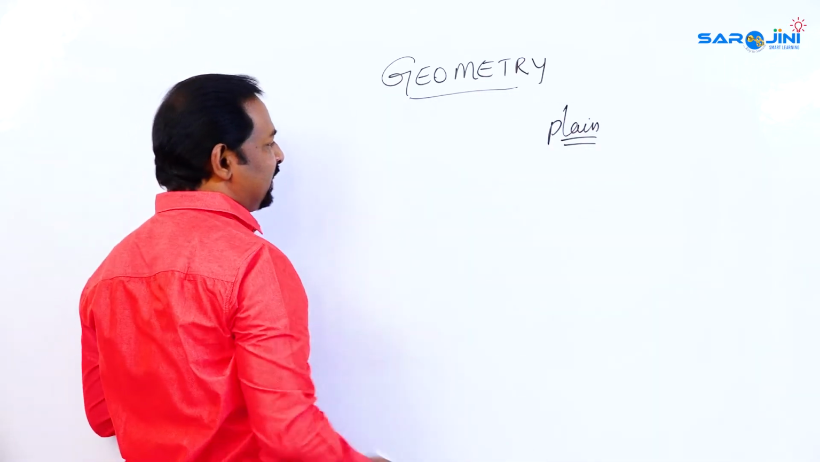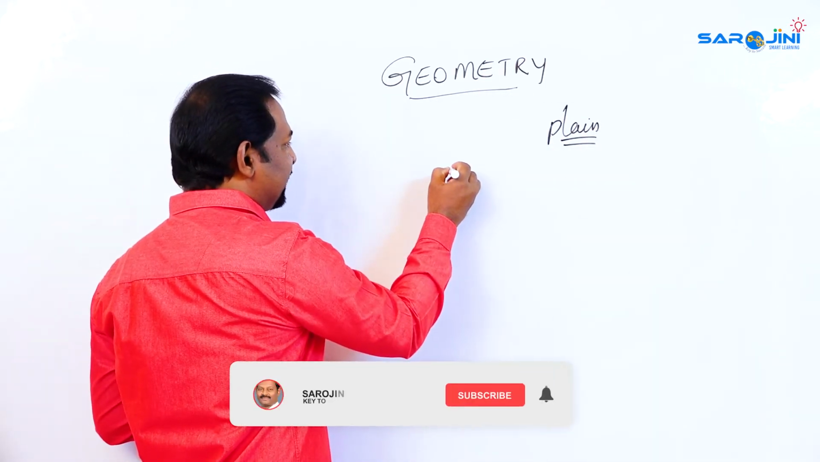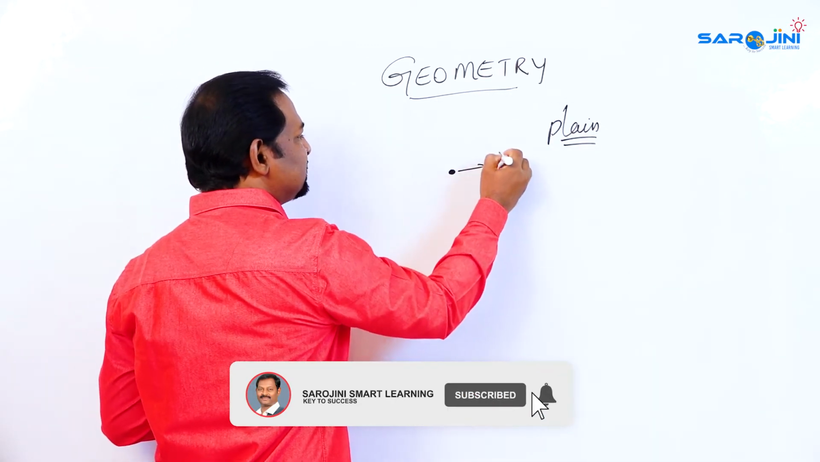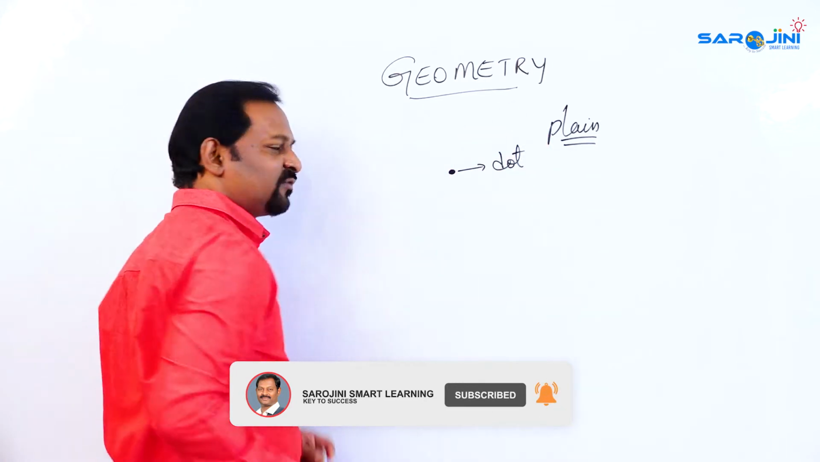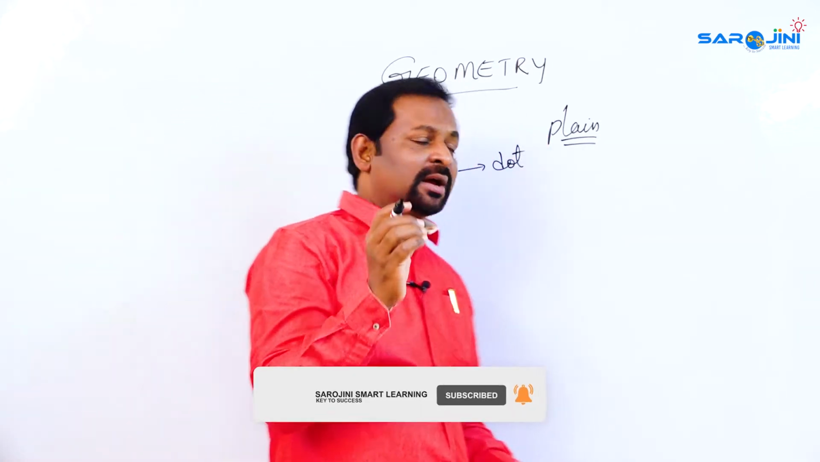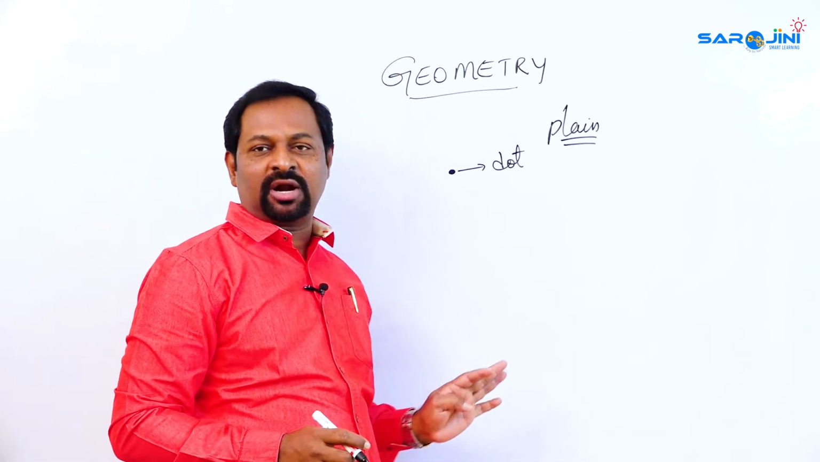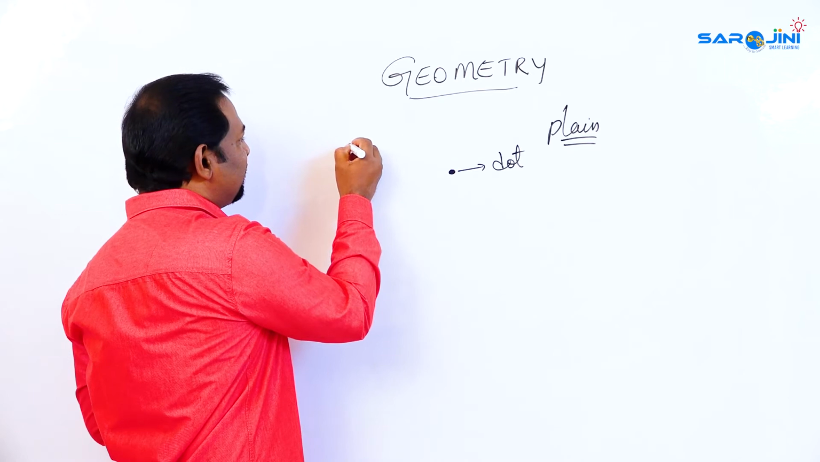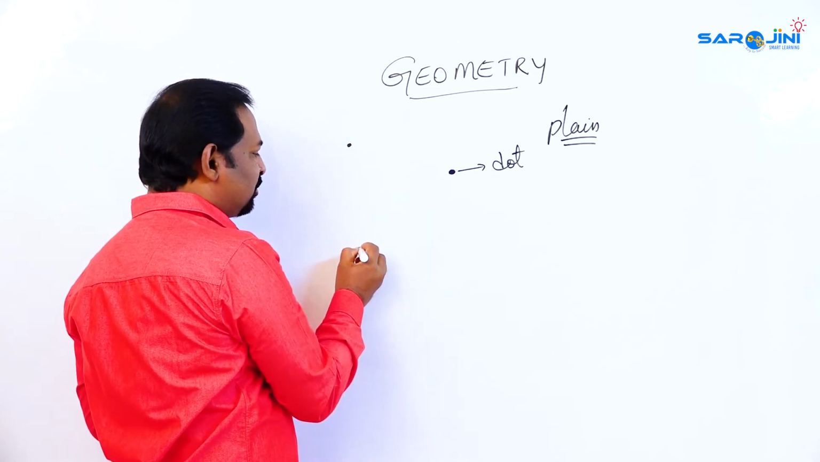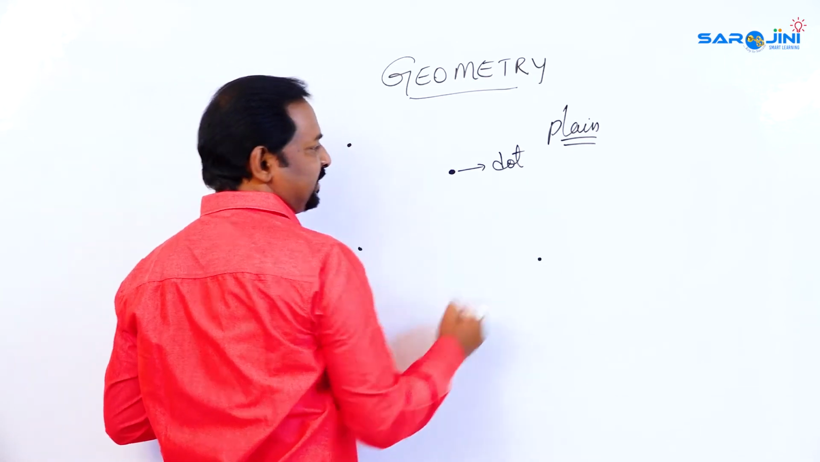Suppose in this plane, if I keep a dot like this, we call this a dot. I am giving a few names so that you can remember them for a long time. So this is a dot. Like that, suppose I keep one more dot here, or one more dot here, or one more dot here.